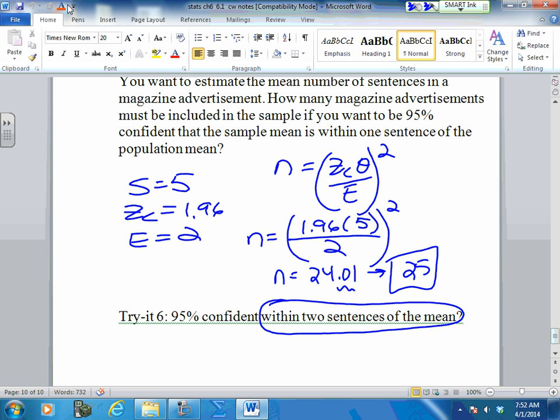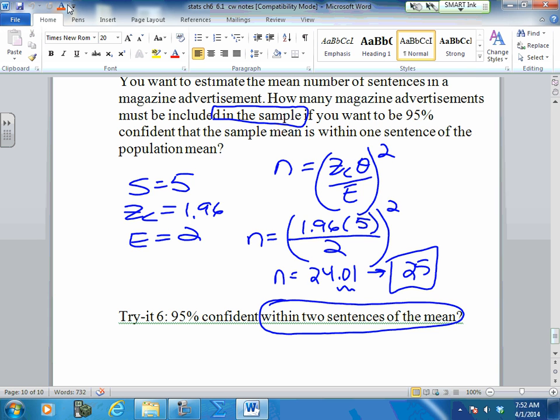Now, I need you to recognize these things. It's still asking you to find how many are in my sample. That's how you know which formula to use. If it says how many in my sample, N equals. If it says find my interval, find my something else, whatever margin of error, E equals. Interval, X bar plus or minus E.